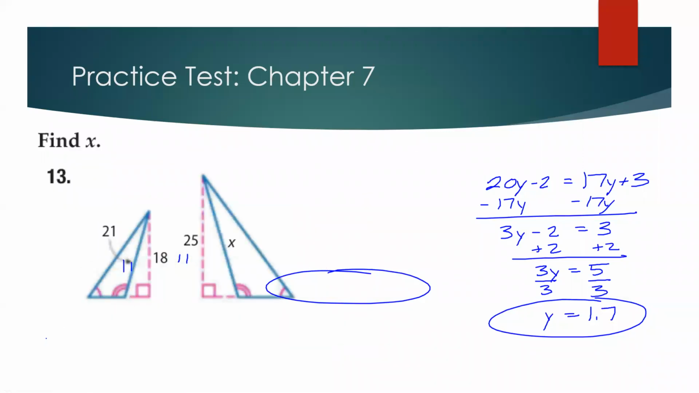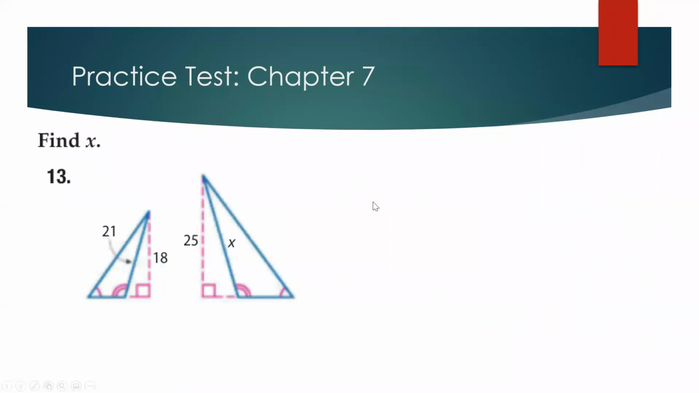Okay, moving right along. Here it says to find x, okay? Now, we can see that this angle is congruent to this angle, and this angle is congruent to this angle. So the angle-angle theorem states that if two corresponding angles of two triangles are congruent, then the triangles are similar, okay? So if they're similar, then the lengths of their sides are proportional to each other, okay?